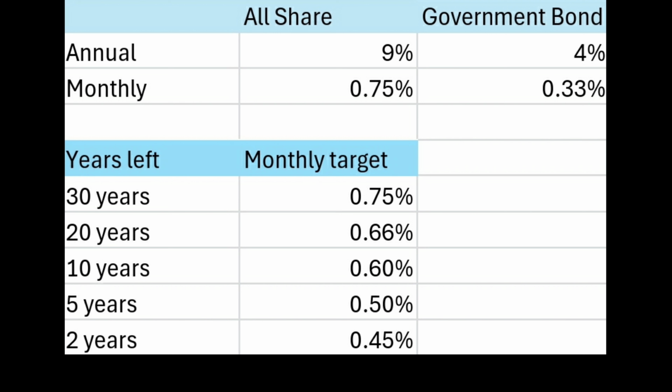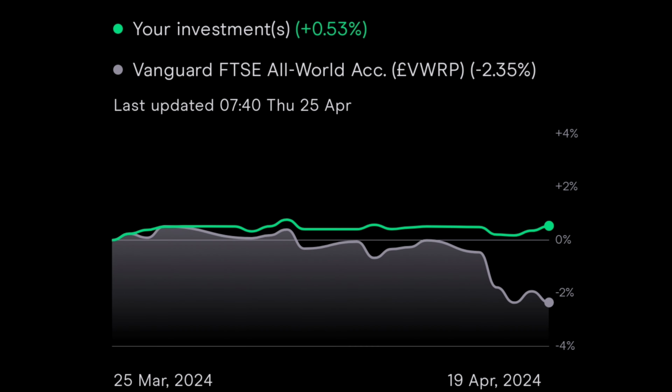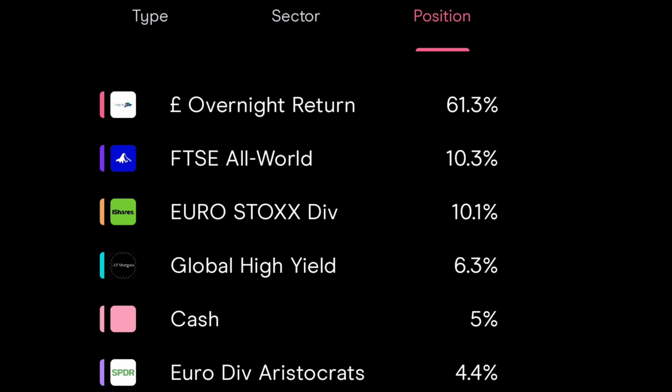Of course, each month will vary, and as we've seen, the all-world share this month was negative. What kept my performance higher this month was the government bonds. These always return a steady but quite low rate of return each month. These are my actual holdings, and you can see I have 61.3% in an overnight return, which is effectively the same as a government bond. It is how banks lend money to each other overnight, called the Sonia Fund.